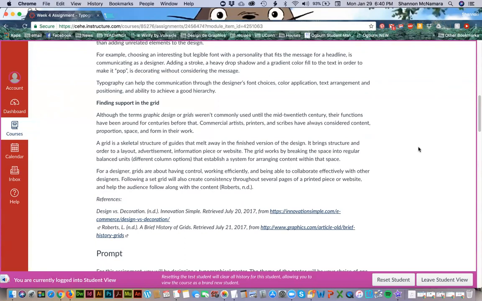Remember, as the designer, you have the ability to make your users' eyes engage with your piece the way you want it to through your design. So, think about that when you are putting your pieces together this week.